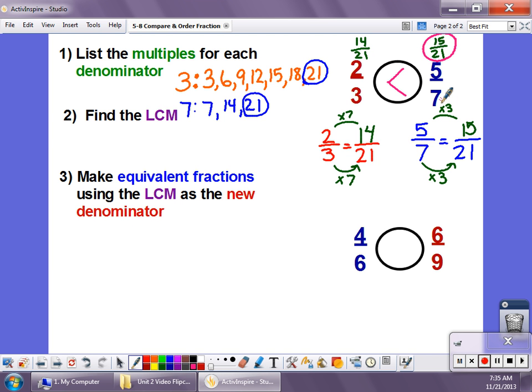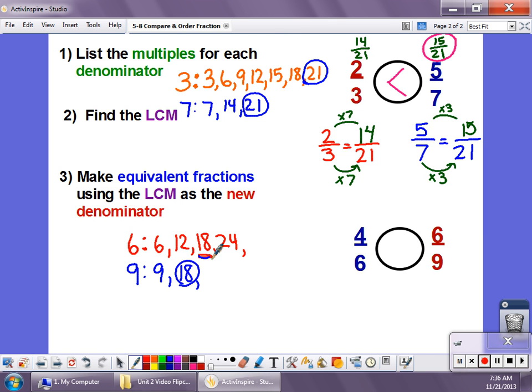And let's try one more, 4/6 and 6/9. So I'm going to start with my multiples of 6. 6, 12, 18, 24. And I keep thinking, okay, so far none of these are multiples of 9. So 6, oh, wait, there is a multiple of 9 here. 18, I bet that's my least common multiple. Let's test it out. So 9 and 18, there it is.